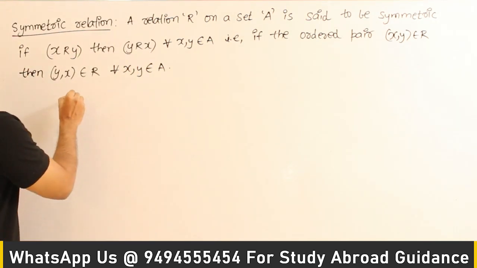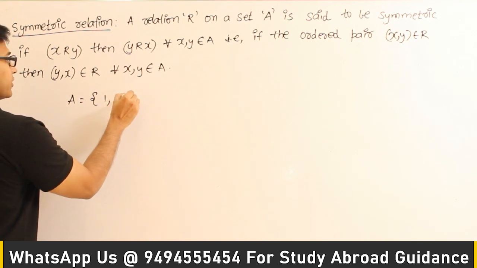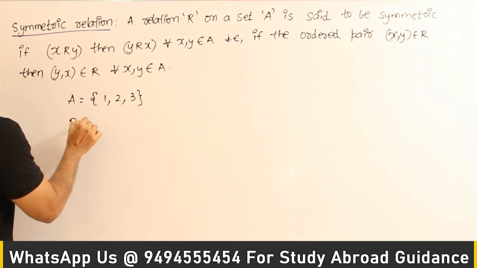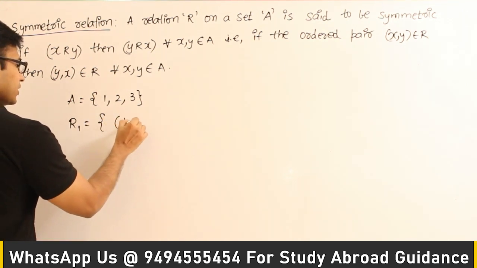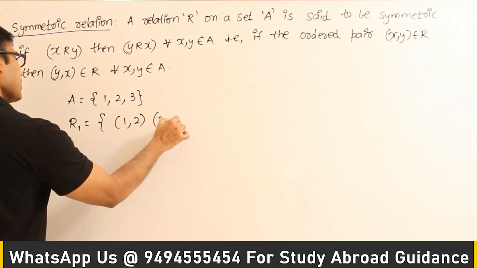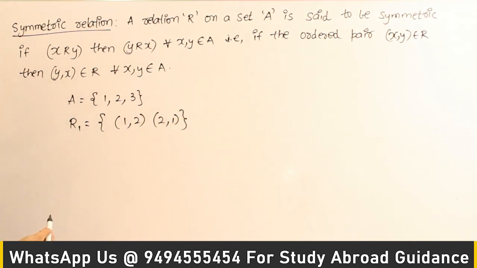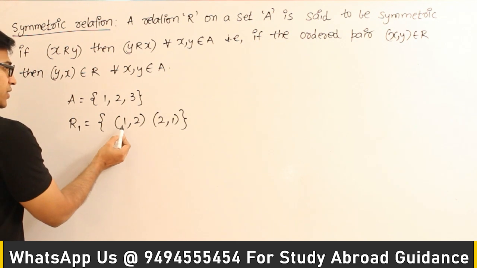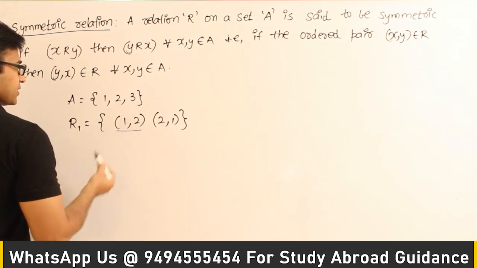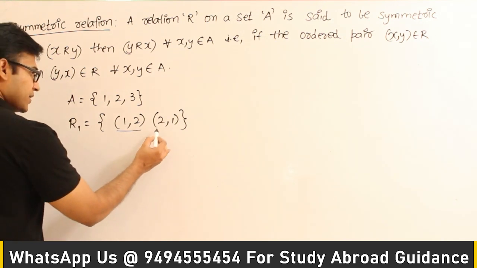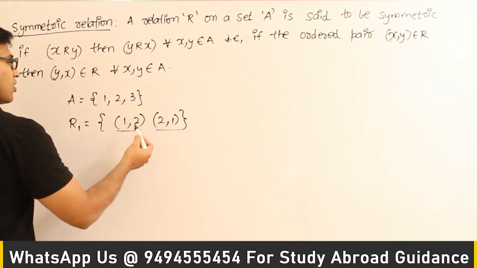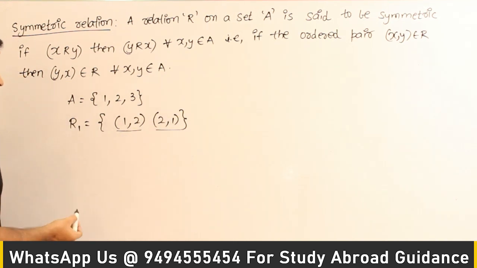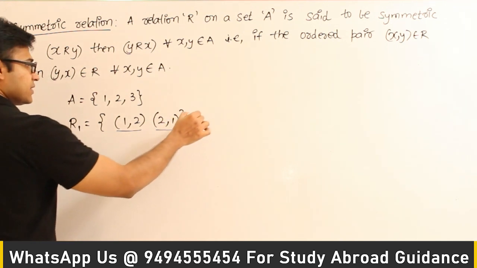Try this. Let us say A equal to {1, 2, 3}. Now assume that relation R1 equal to {(1, 2), (2, 1)}. What do you think about it? Is this symmetric or not? It is symmetric because, what is the definition of symmetric? If an element x comma y is present in the relation, then the element y comma x should be present. Which means if you have 1 comma 2, then 2 comma 1 is present, or if you have 2 comma 1, then 1 comma 2 has to be present. Yes, they are present, therefore this is symmetric.